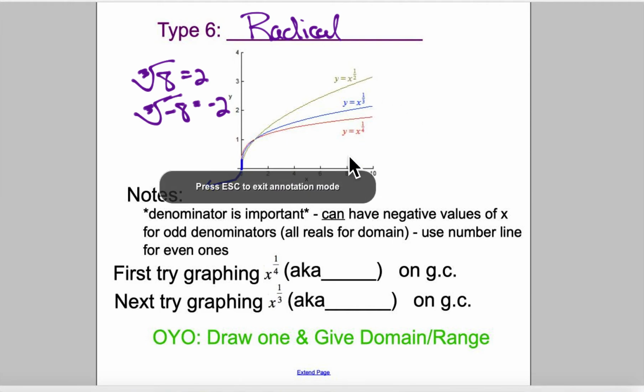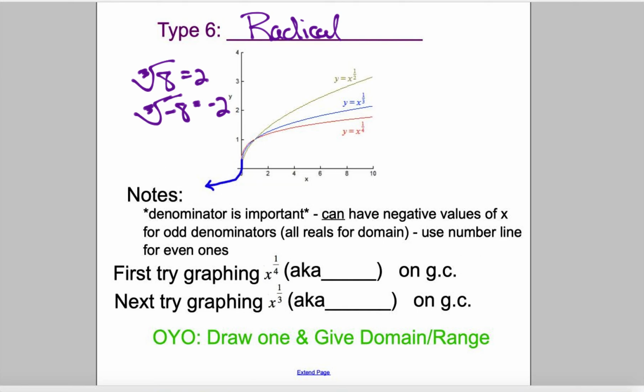So on yours, you can pick one of these and then just draw it on your graph and give it a domain and range. But again, keep in mind, the index is very important. If the index is an even number, you have a set domain and range. However, if the index is an odd number, you will have a different set domain and range.